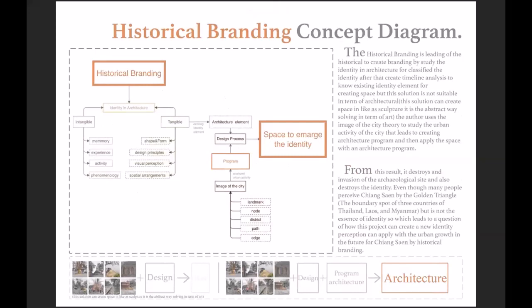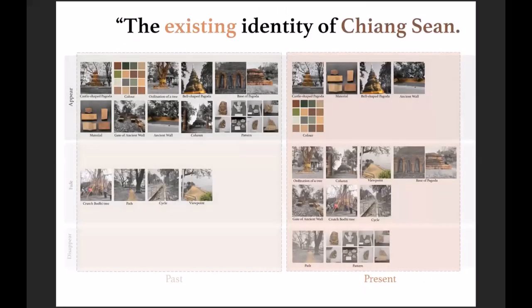The process or methodology: in the first step, we should find an identity of the architecture. The next step is to select architecture elements to immerse the space, and then create a prototype. And this is the existing identity of Chiang Saen.